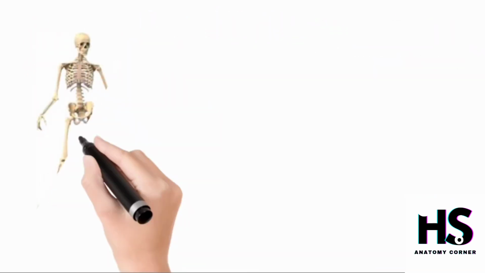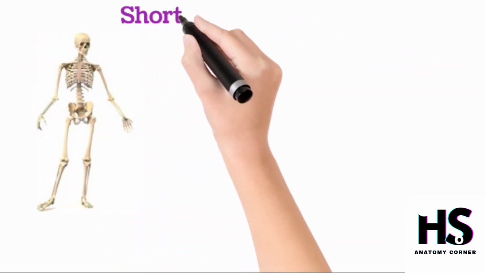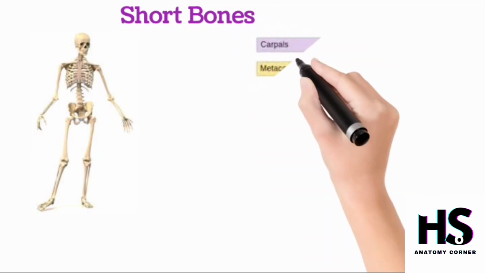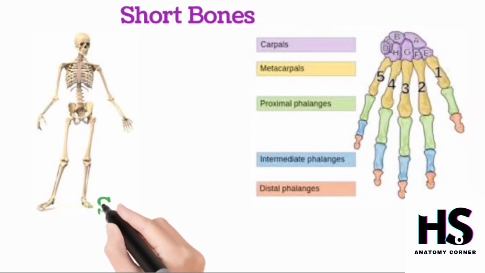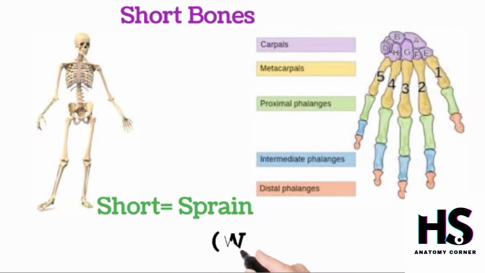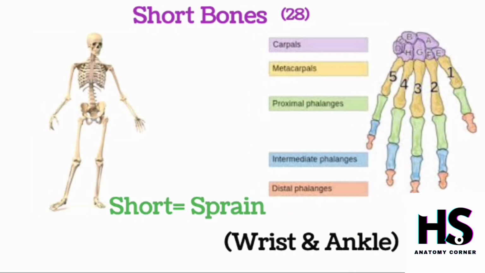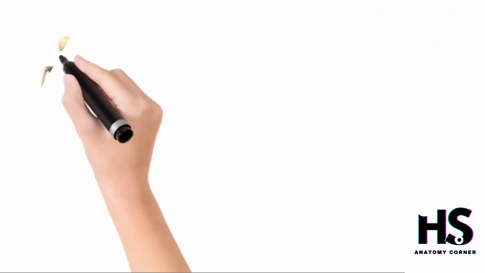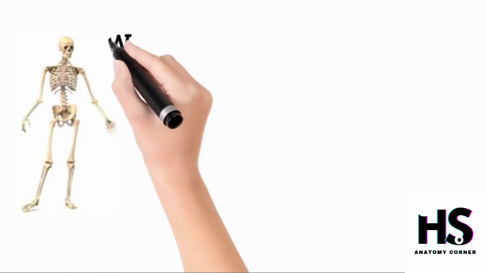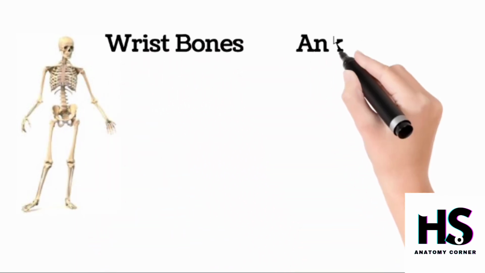Now look at the short bones. We have covered long bones of the arms and the legs except the wrist and the ankle. This is where the short bones come into play. Now we skip the patella, but we will talk about it later. Short bones include the bones of the wrist and the ankle.